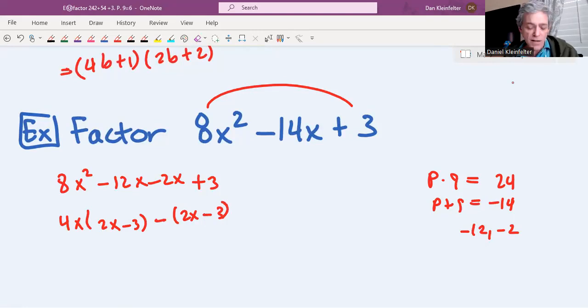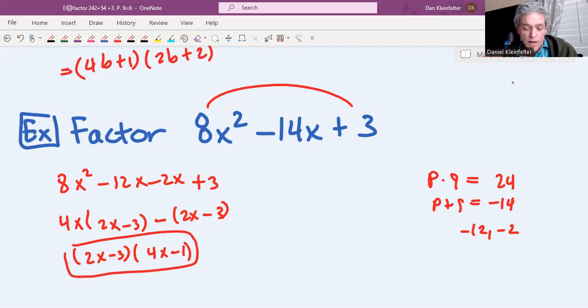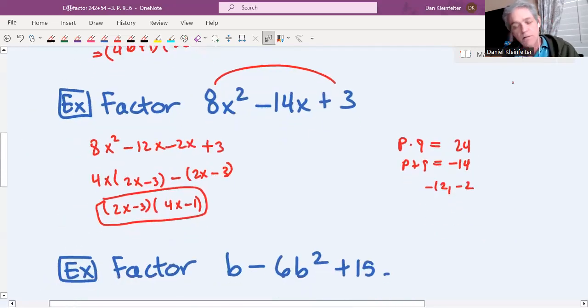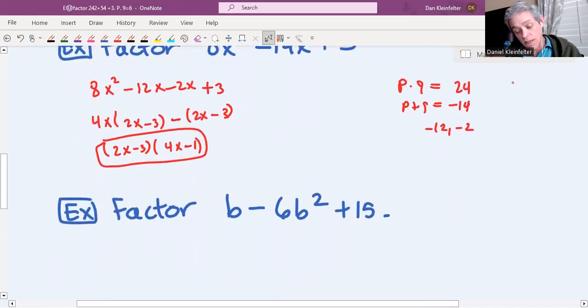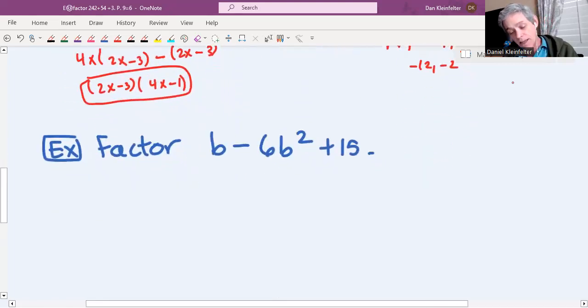Okay, now our common factor is 2x minus 3. And factoring that out, we'll be left with 4x minus 1. All right, so hopefully you see how that goes. If not, let me know and we can do more. I do have more examples for us to try, so let's try that.